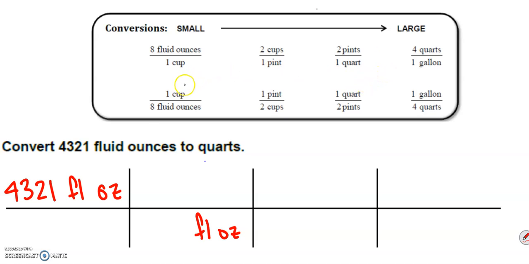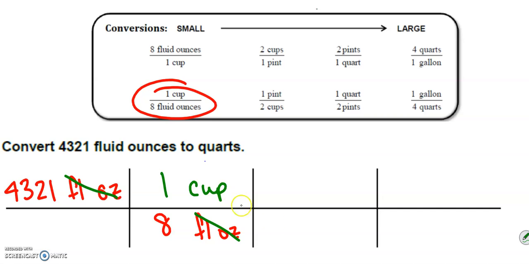I'm going to look around. Well, only one of these has fluid ounces in the bottom. So it's going to be this one. So I'm going to write 8 fluid ounces here. And I've got 1 cup up top. Now I need quarts, not cups. So I've canceled out my fluid ounces. Now I need to cancel out cups. So since I have cups up top, I'm going to put cups in the bottom.